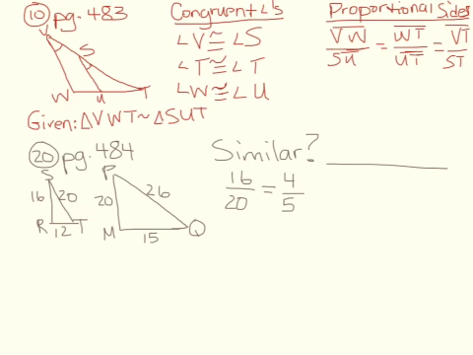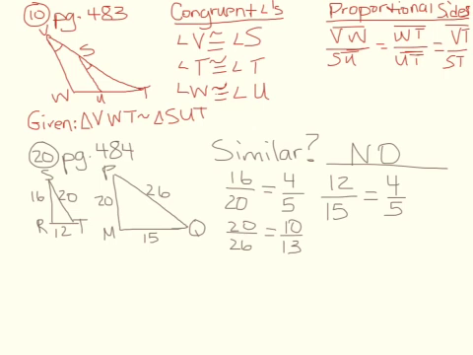And then if I put RT over MQ, that ratio also reduces to 4 over 5. And now I need to check the third side, so if I put ST over PQ, that ratio reduces to 10 over 13. So these are not proportional or not similar because all three of these sets of sides would have to have the same scale factor. So since 10/13 does not equal 4/5, then these triangles are not similar.